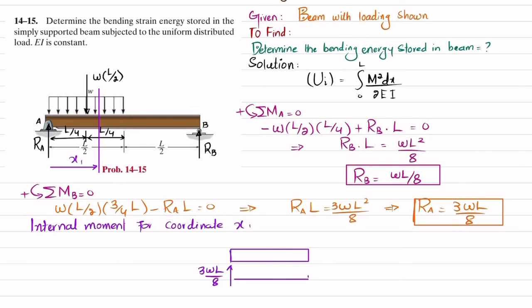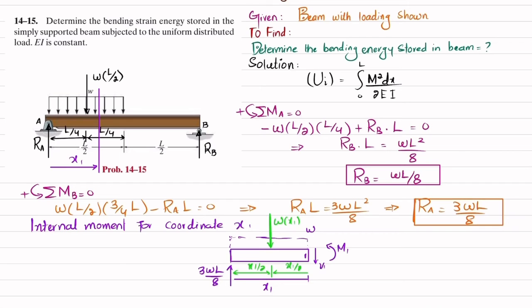This distance is x1 here, and there is a uniformly distributed load W acting for a length of x1. When you cut it, you will have a shear force V1 and a moment M1. This is your point 1. Now if you convert this W into a point load, it will be W into the length over which it acts, which is x1, and that will act at half of x1. So this will be x1 by 2, and this will also be x1 by 2.